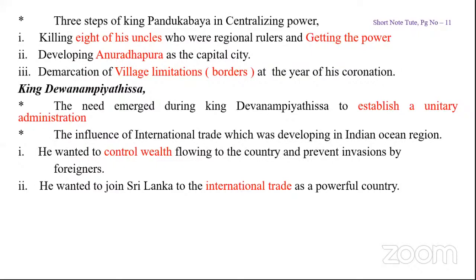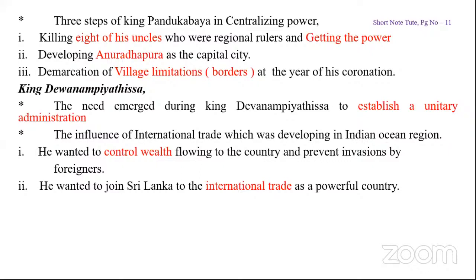Why did he want to do that? The influence of international trade which was developing in the Indian Ocean region. So he wanted to join Sri Lanka to the international trade as a powerful country. If he joined Sri Lanka to the international trade, what would happen? A huge wealth would come to the country. So that had to be controlled.